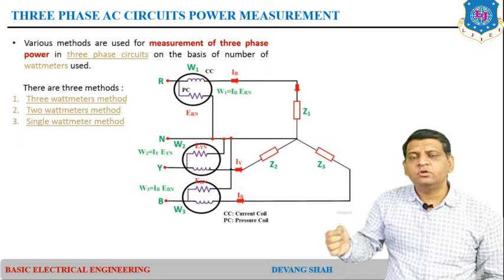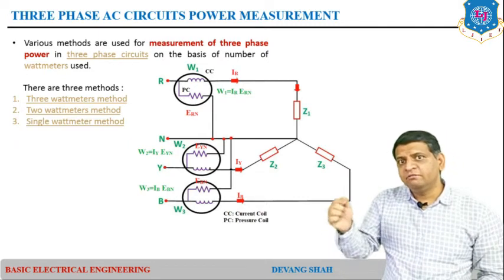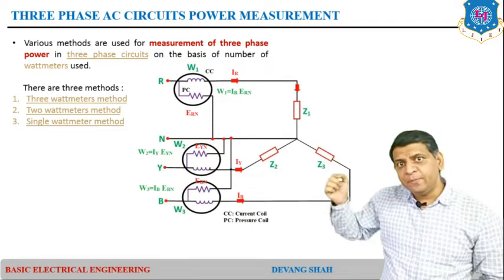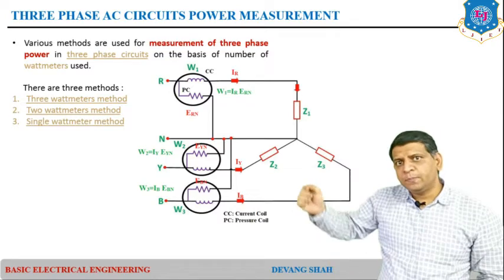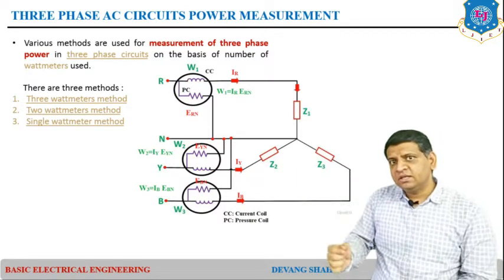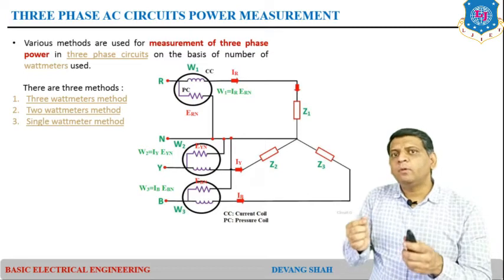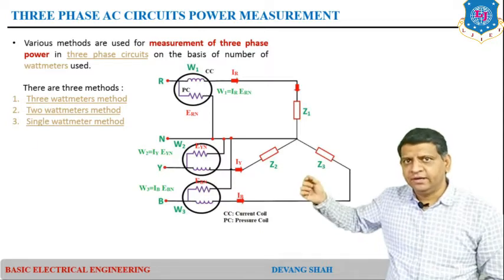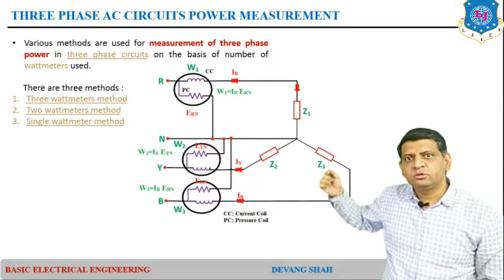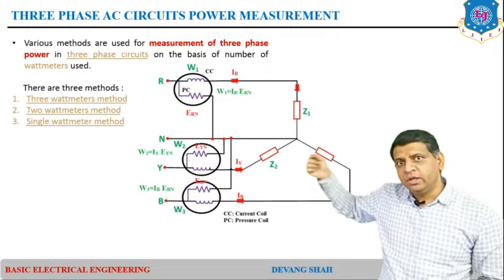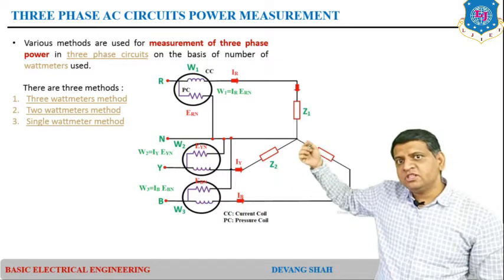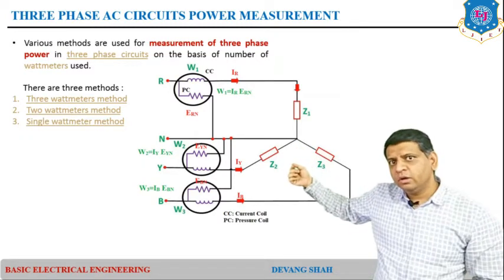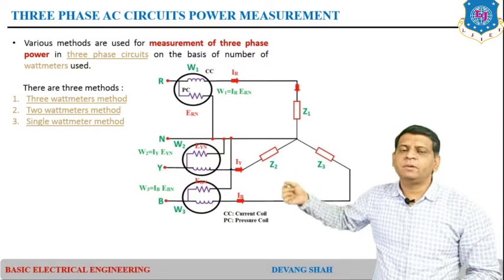CC stands for current coil. It measures the value of current passing through it, that is the job of the current coil. Same way, PC is defined as the pressure coil. This pressure coil is ultimately a kind of resistance that measures the voltage drop across it. If you multiply the current passing through the current coil and the voltage drop across the pressure coil, you will find the total power in watts.